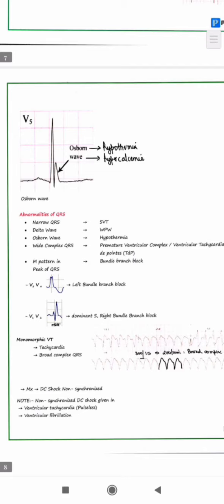If the QRS is narrow, we think of SVT. If we have a delta wave, we go for WPW. If it's an Osborne wave, it is either hypothermia.